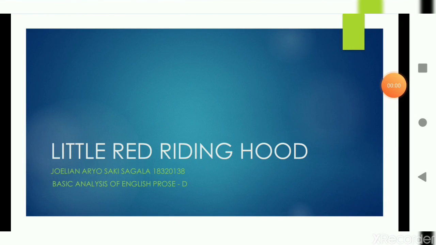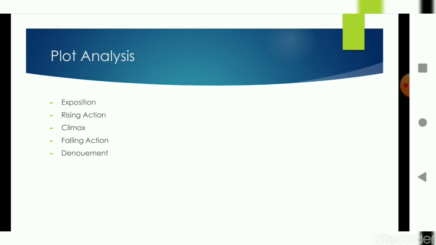Good morning, everyone. Today I want to show you my analysis of the short story of Little Red Riding Hood. First, we have plot analysis.